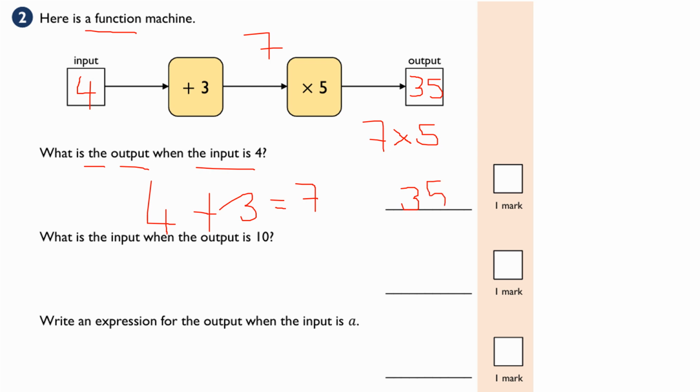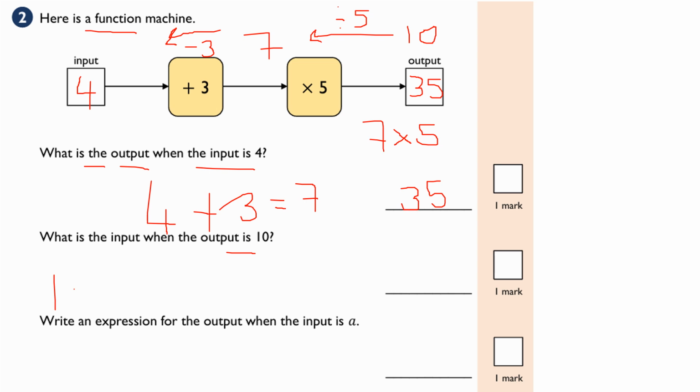What is the input when the output is 10? This time I'm starting with the output, the outcome, and I want to work out the input. So I'm actually going to work backwards. I'm going to divide by 5 first, and then subtract 3, because those are the inverse processes of adding 3 and then times by 5.